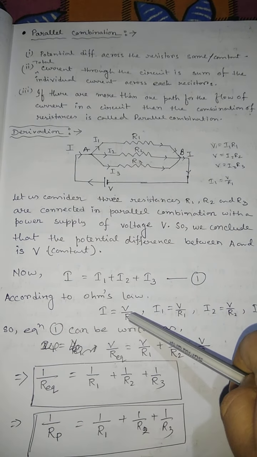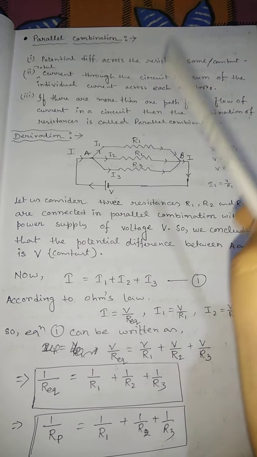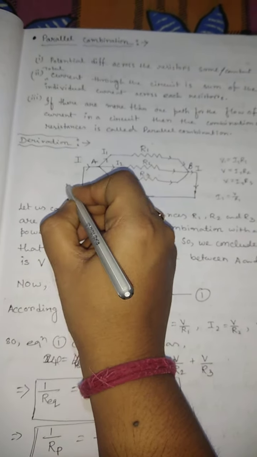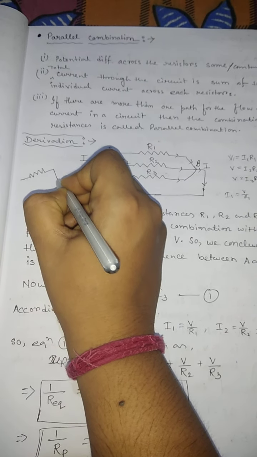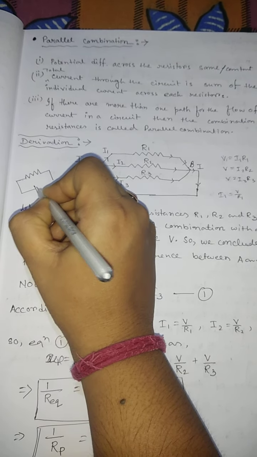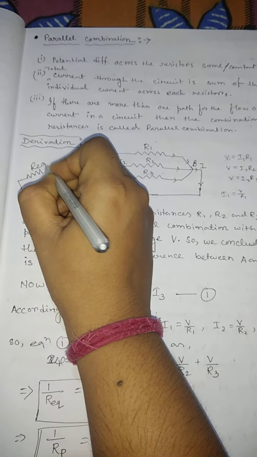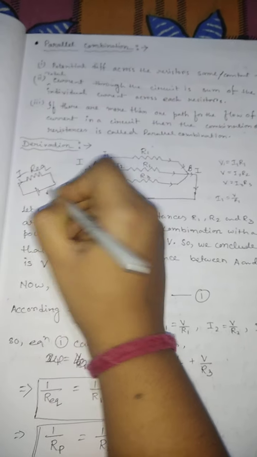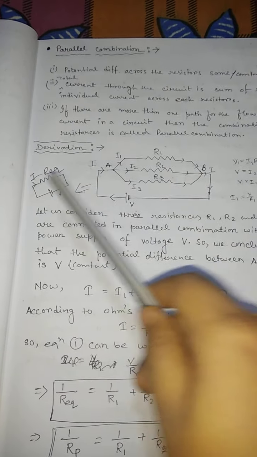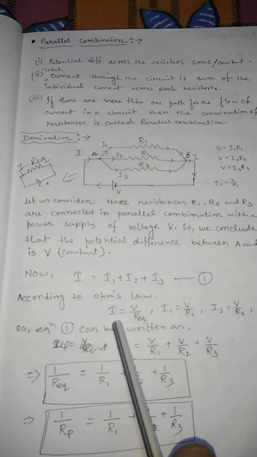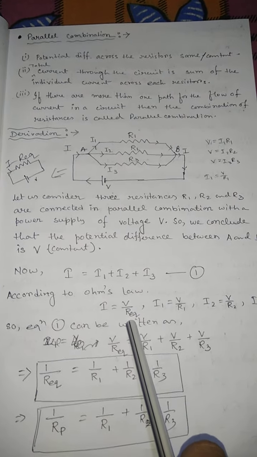Now if we consider an equivalent resistance of R1, R2 and R3, that is R equivalent, and apply Ohm's law in that circuit, the circuit becomes like this. This is R equivalent. So here if we apply Ohm's law, we get I equals V by R equivalent.